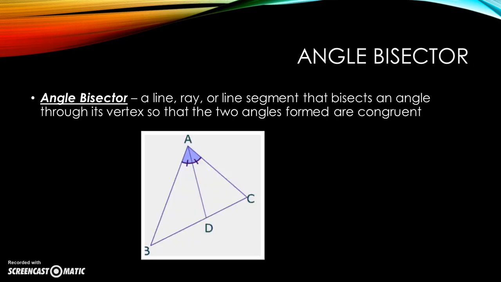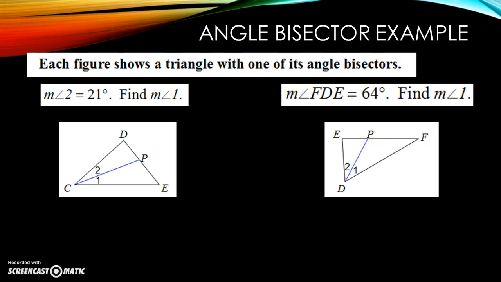Last one is angle bisector. It's cutting the angle in half. So angle 1 and angle 2 are always equal. So here angle 2 is 21, so angle 1 is 21. It's telling us this one, FDE, is the whole angle. The whole angle is 64, so one of the halves is just 32.